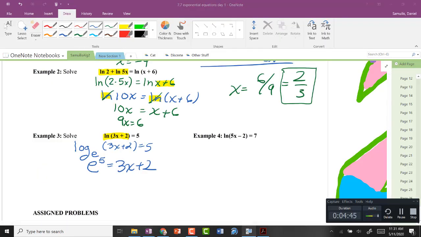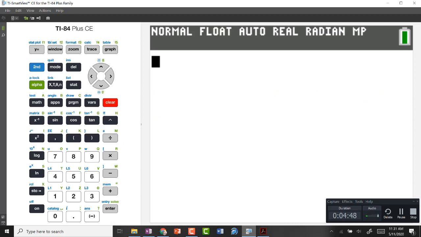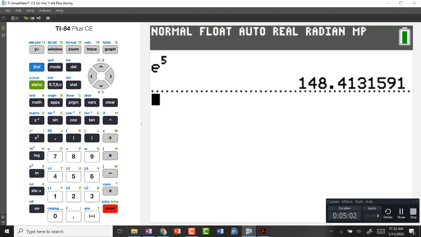We are going to be using the e key, which is right above the natural log key. So you hit your second natural log key, and there the e is. You have to put in a value. So we put in the 5, hit enter, and you get 148.41. Remember that e is equivalent to 2.718, just like pi is equivalent to 3.14. I'm taking 2.718 to the 5th power, and I get 148.41. Now we can move along our merry way.